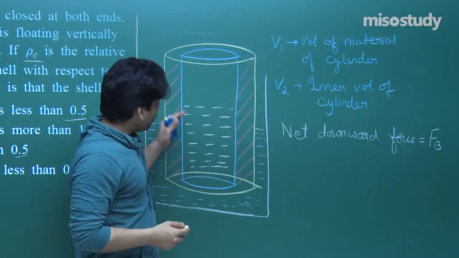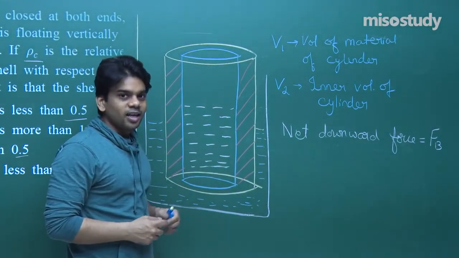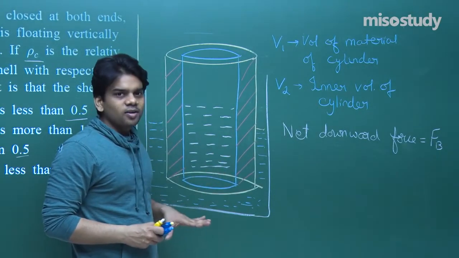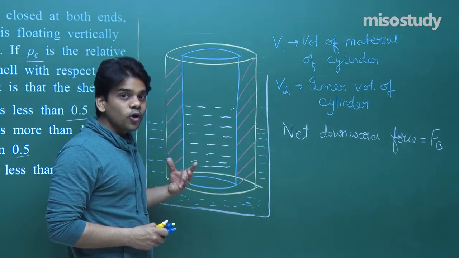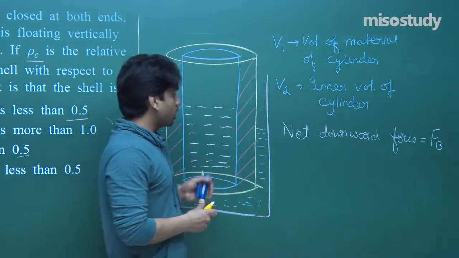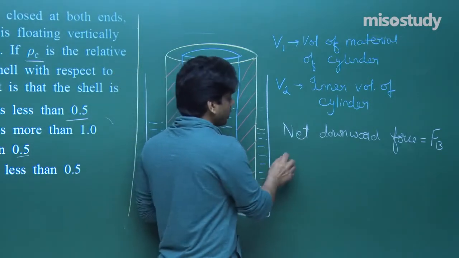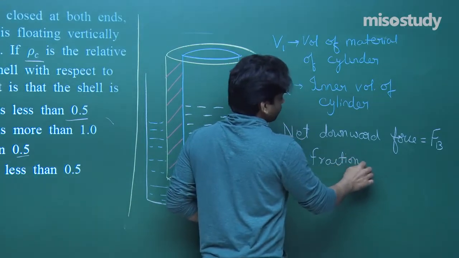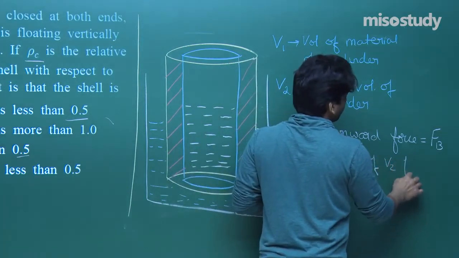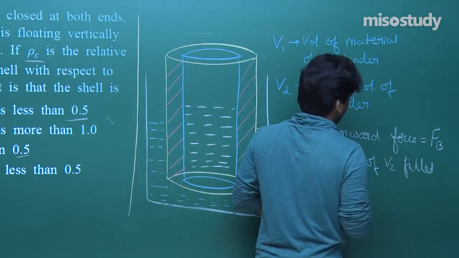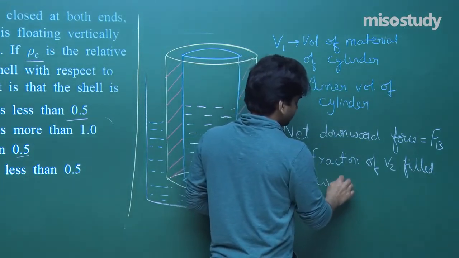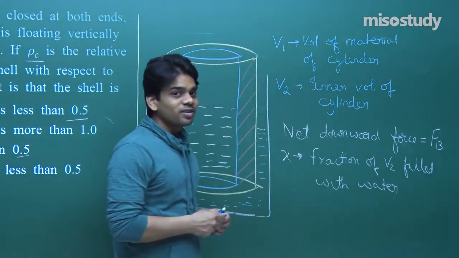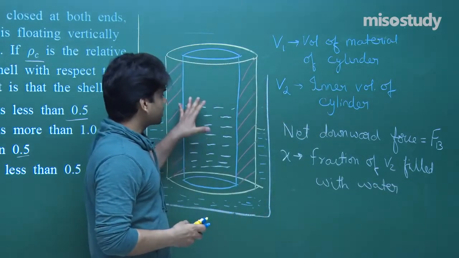The downward force would be acting along the downward direction. Now see, let's say x, the fraction of the inner volume, is filled with water. I'm sorry, that is filled with water. X is a fraction of V2 filled with water. You will understand as I elaborate. So x into V2 will be the volume of water that's contained.